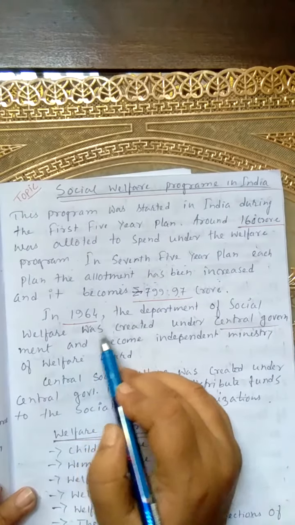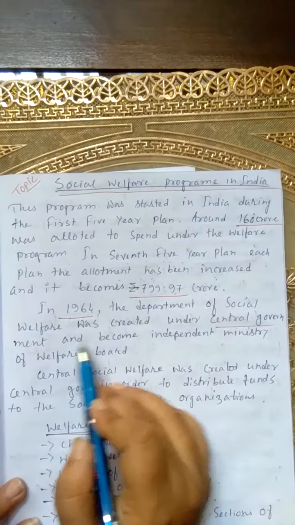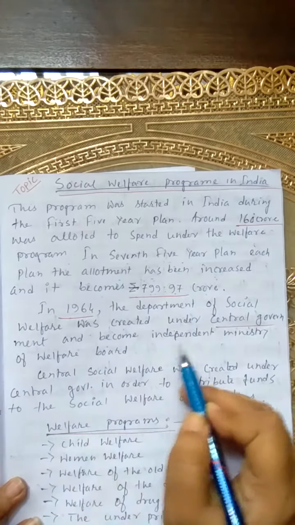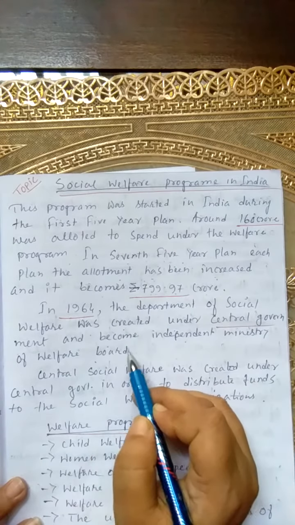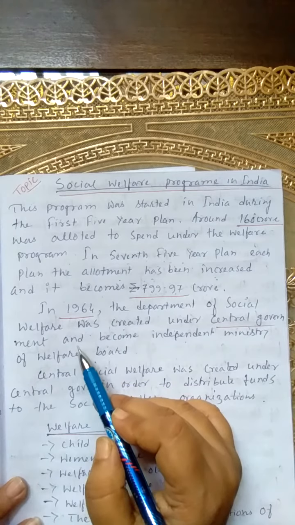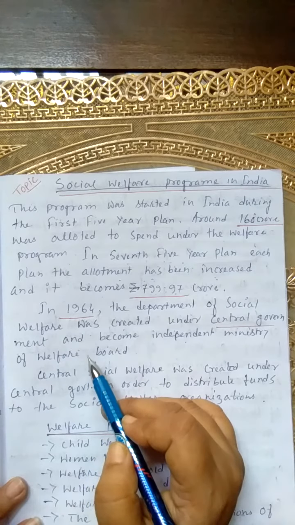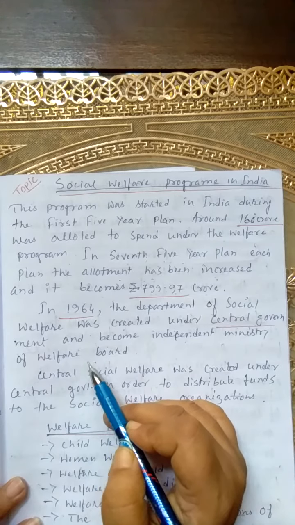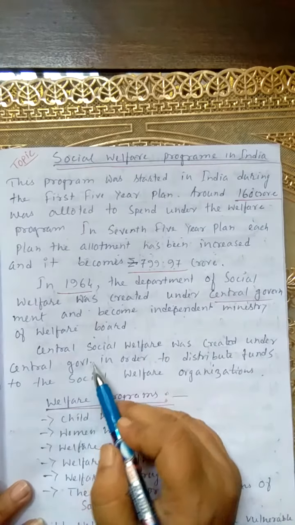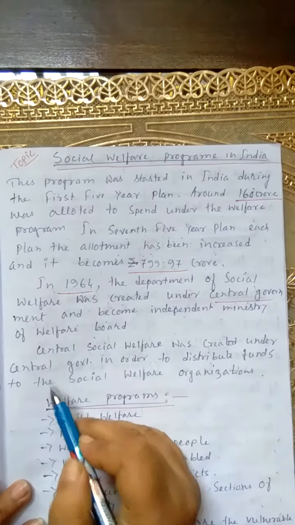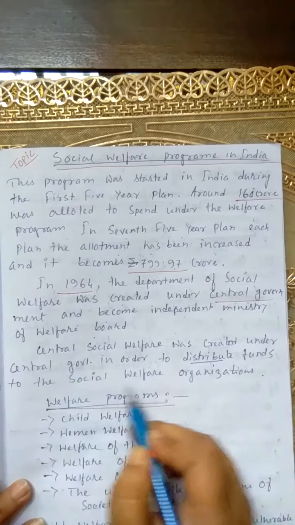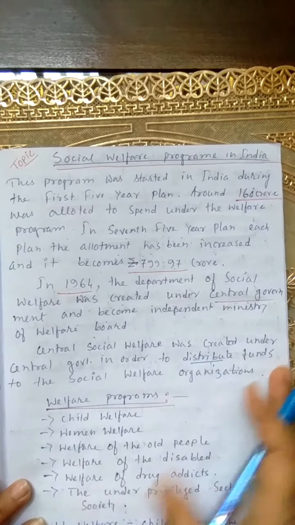In 1964, the Department of Social Welfare was created under the central government and became the independent Ministry of Welfare Board. Understand? The Central Social Welfare Board was created under the central government in order to distribute funds to the social welfare organizations.